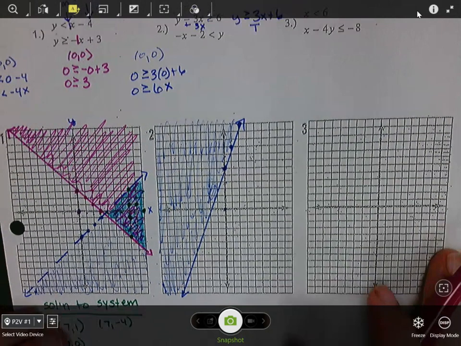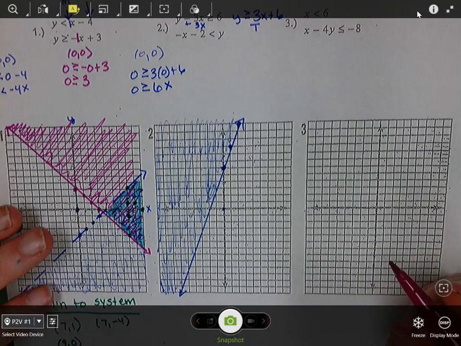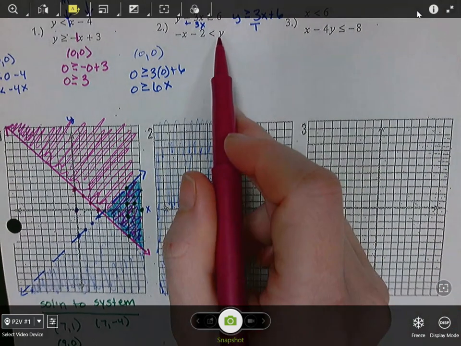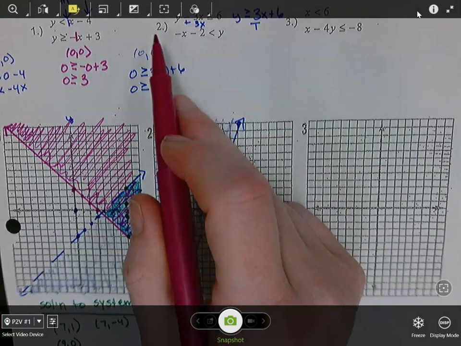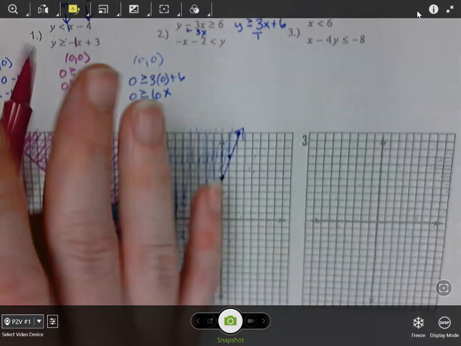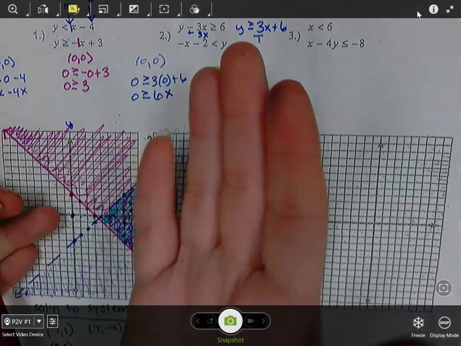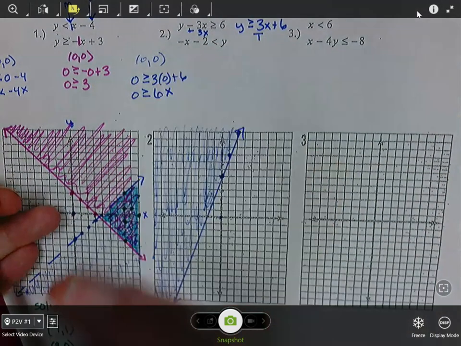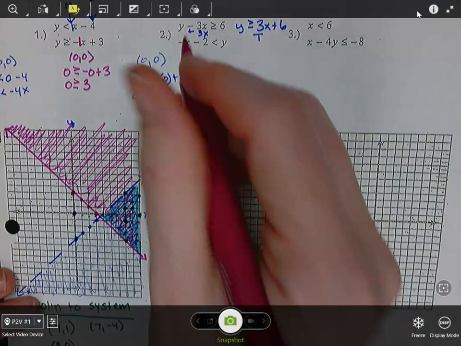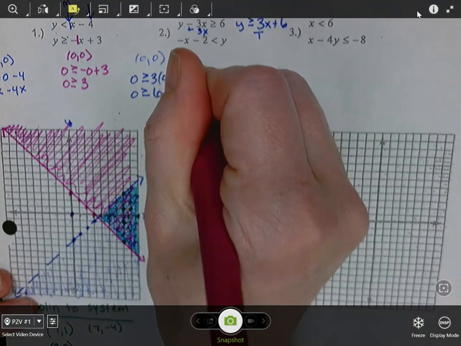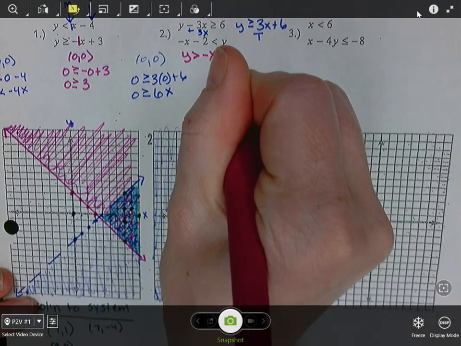Okay. Negative x minus 2 is less than y. Y is already by itself. It's just on the wrong side. So what I'm going to do is I'm just going to move this y over, and I'm pretty much going to flip my inequality. But what happens whenever I flip this inequality? What do I have to make sure I do? Yeah, that sign's also going to flip. So it's going to, because the mouth has to open up toward the y. So y is greater than negative x minus 2.